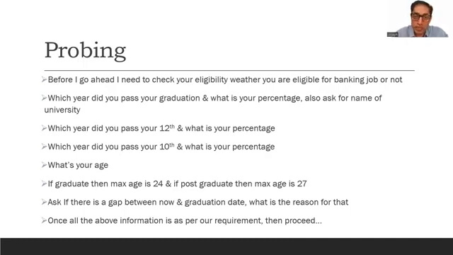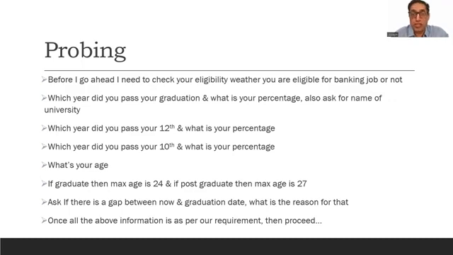Okay. So then the first thing you're going to ask is, you have completed your graduation, so can you tell me which university and how much percentage and which year? Then 12th, which university, how much percentage, which year? Then 10th, how much percentage, which university, which year? Also ask, what is your date of birth?